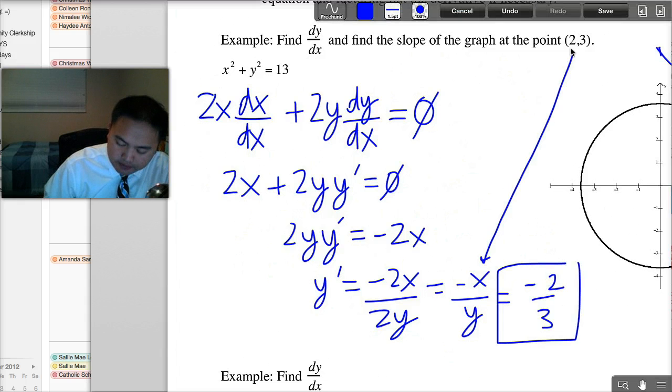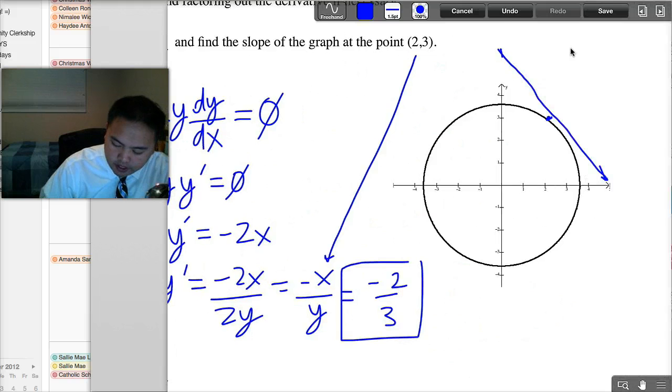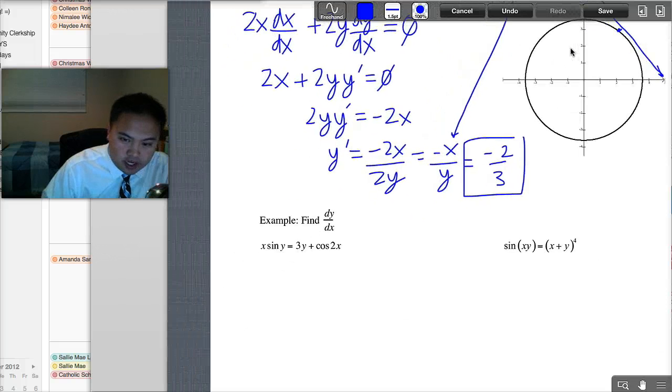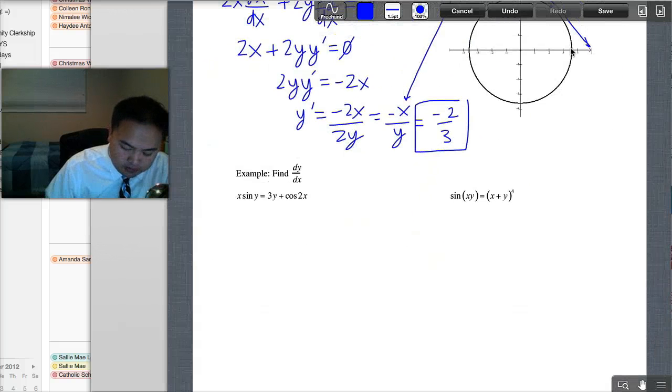So the slope, or dy/dx, at this point right here is negative 2/3. So that's how you do implicit differentiation, or this is when you have to do it for more than one variable. So that is the simplest version. Let's try a couple that are a little bit more difficult.